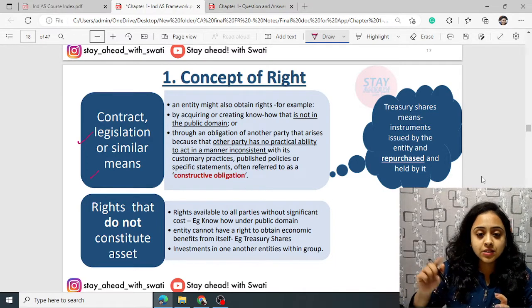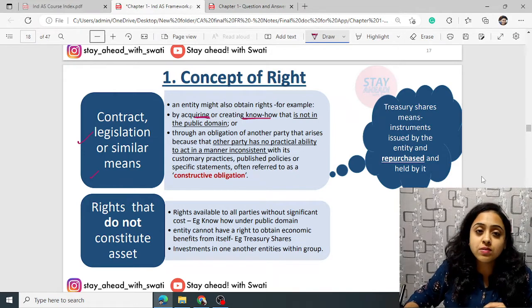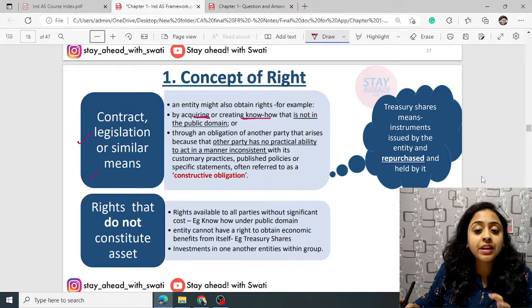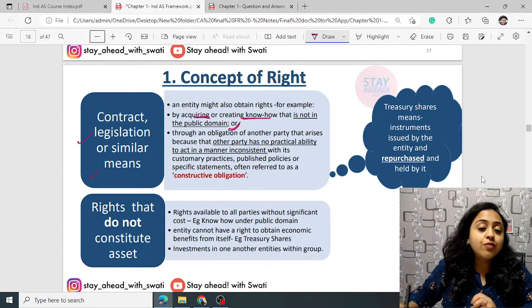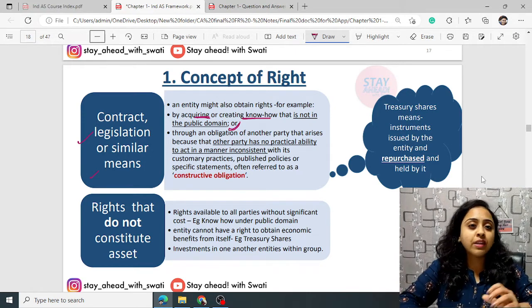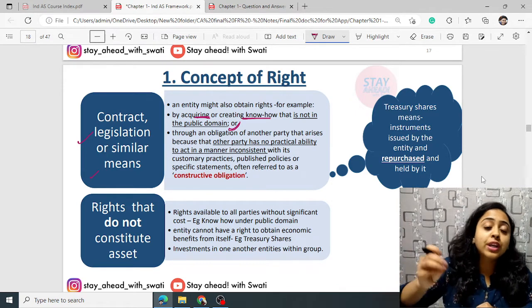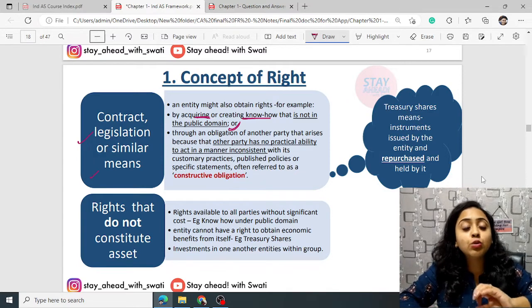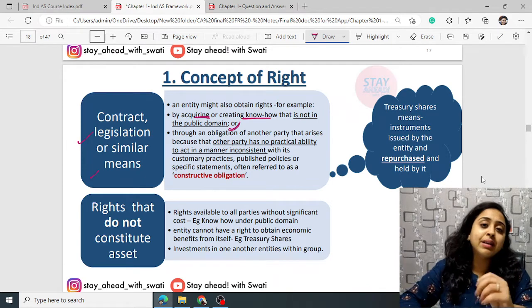See, an entity might also obtain rights, for example, by acquiring or creating know-how. What does obtaining or creating know-how mean? It is something that is not in the public domain. For example, you have created something, or there is something available on Google. So it is not your individual property. Though you can access it and use it, it is not exclusively your property, because it is available in the public domain that anybody, anywhere, anytime can access it.